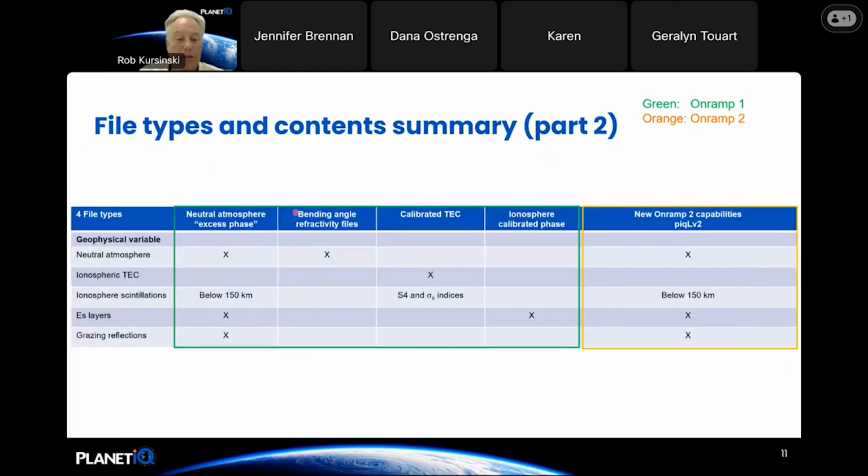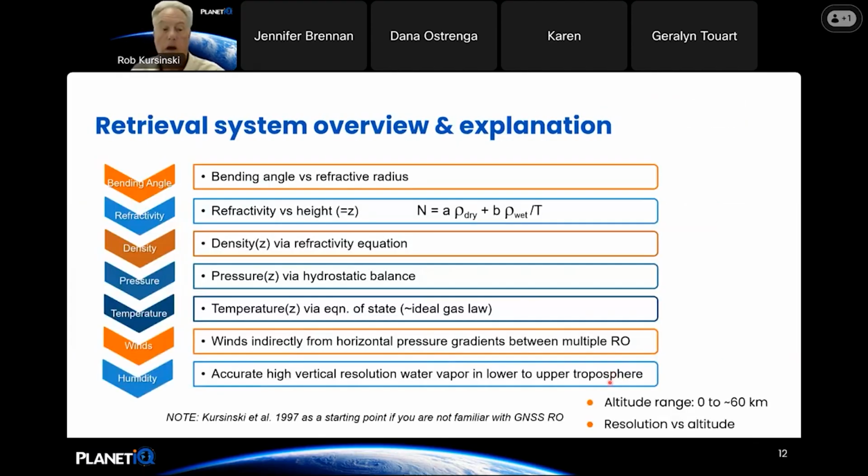This is the second half of that chart, saying that these two columns are neutral atmosphere, but it's also useful for the ionosphere scintillations below 150 kilometers and the sporadic E layers and the grazing reflections. The calibrated TEC also includes the S4 amplitude scintillation and the sigma phi phase scintillations. And all of these capabilities over here are now in here. In fact, they're enhanced.